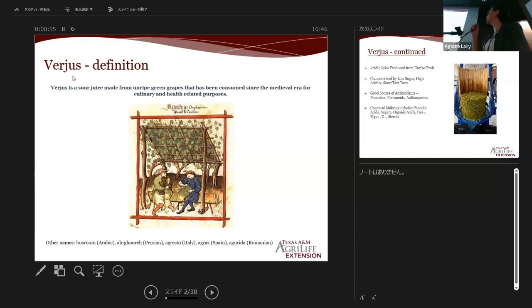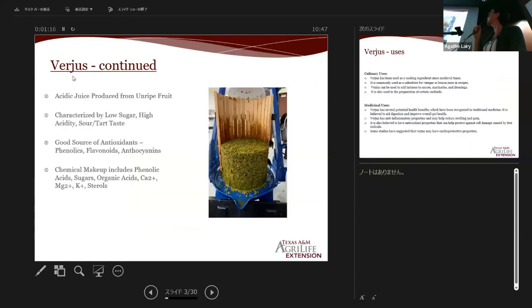It's the sour juice made from unripe green grapes that has been consumed since the medieval era for culinary as well as health related purposes. In different countries, it is known under different names. So we have a list of names there that can be used instead of verjus, depending on where you're from.